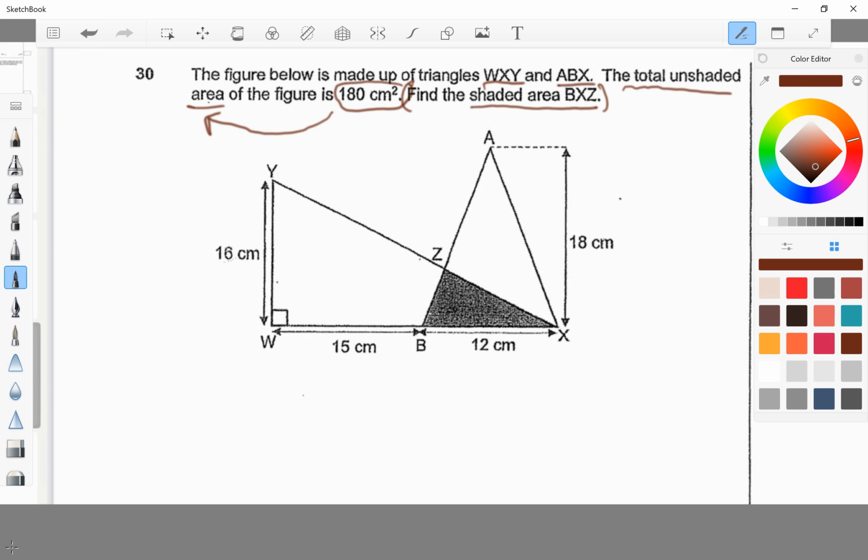Now, the most common mistake made by students is that they will assume that the total unshaded area of 180 cm square, as we know there are two unshaded portions, is split equally. So the common misconception is to assume that the two unshaded portions are equal. Okay, that is very untrue. So how can we avoid such problems?